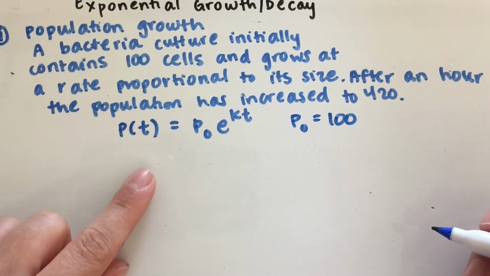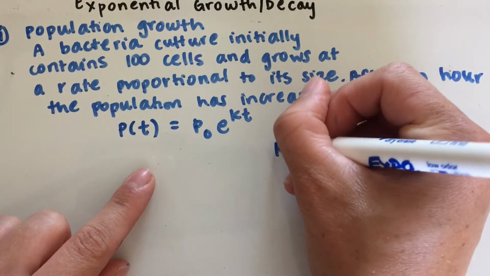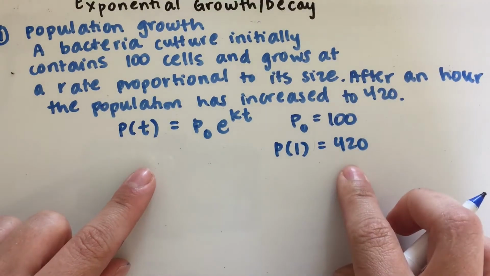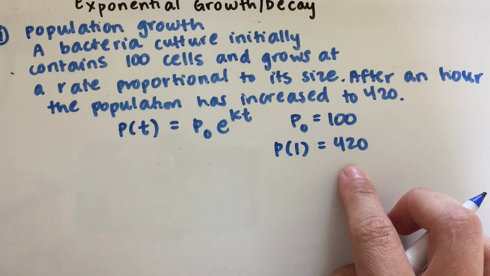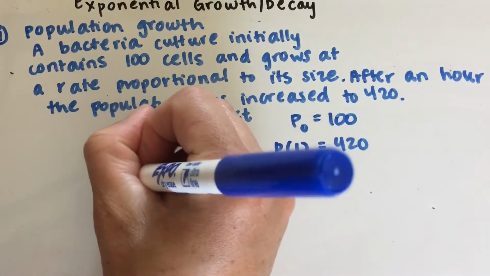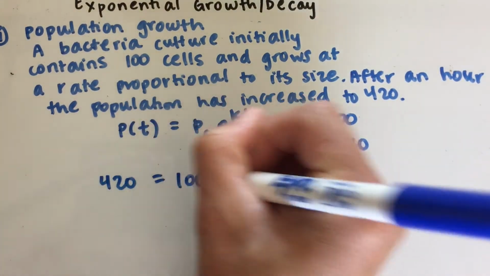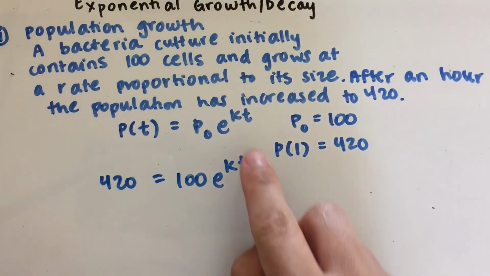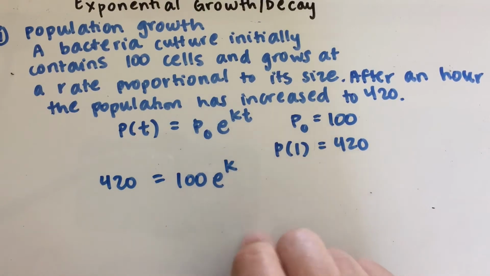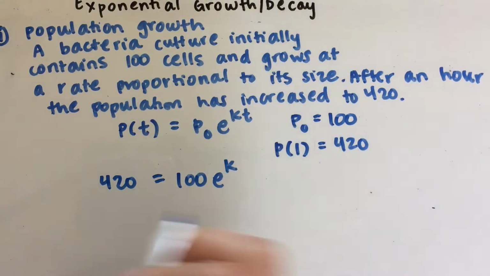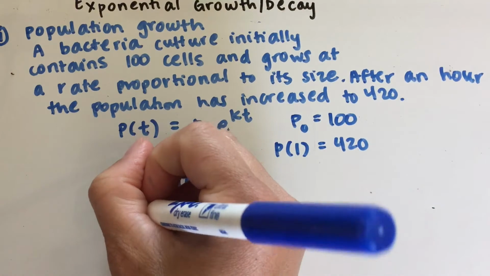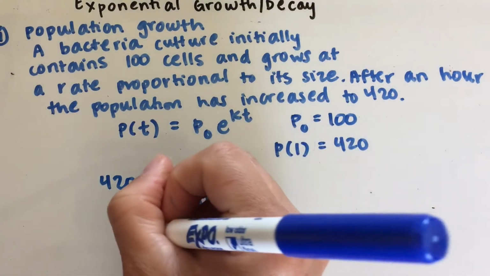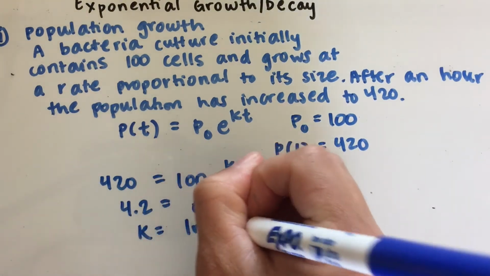And then if t is our hours, then after 1 hour, we have 420 bacteria. So plugging this into the equation, we have 420 equals 100 times e to the kt. And since t is 1 here, this will be just k times 1. Now we will divide 100 from each side and we get 4.2 equals e to the k. And so k equals ln 4.2.